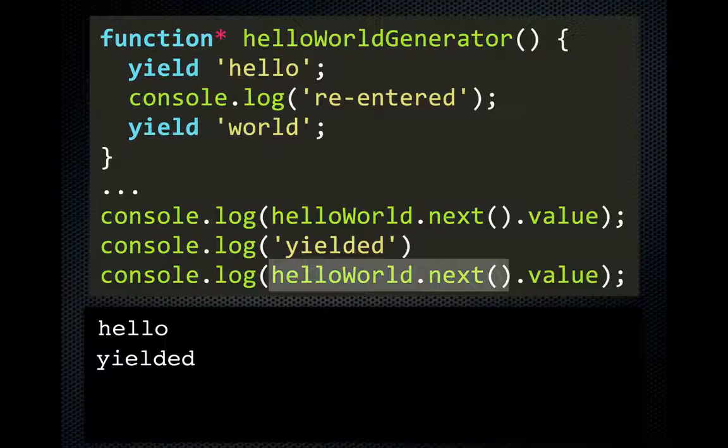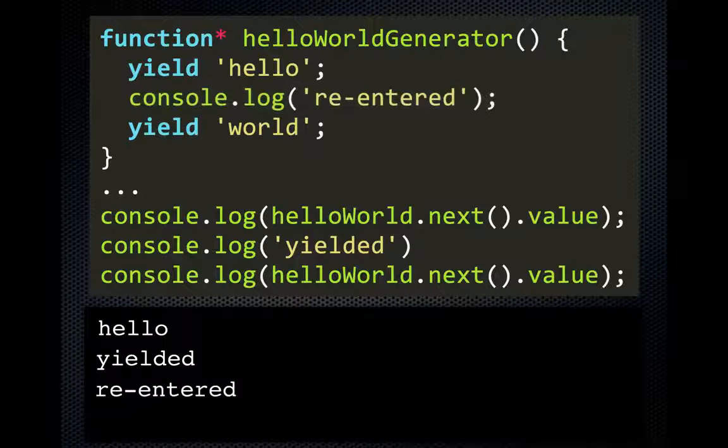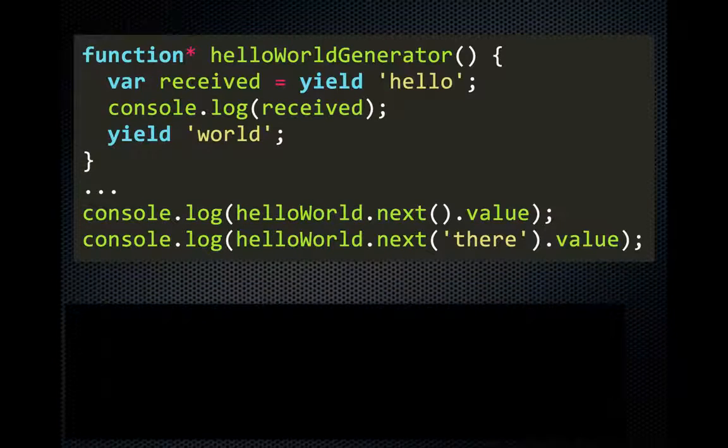We'll call hello world next again. We re-enter at console.log this time, the line after the previous yield, which is pretty cool when you think about it. We'll log that value, then we're going to yield out the string world. It goes back, we pick the value out, and we log it. That's pretty cool when you think about it.